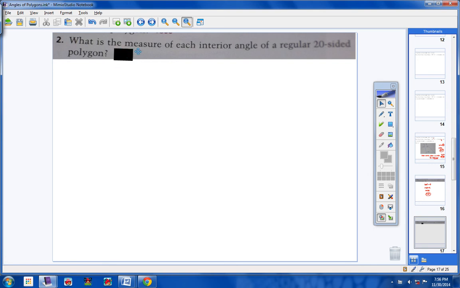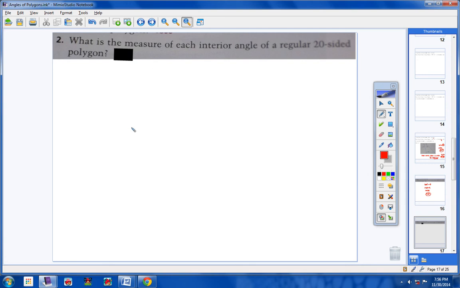What is the measure of each interior angle? This is going to be much harder. I'm not asking you to find the sum of all the interior angles. I'm asking you to find one of the angles of a 20-sided polygon. Now I'm going to pause. I'm going to wait till you copy this down. And I'm going to show you something you need to see, okay? So copy this down, please. I'll give you a couple more seconds and we're going to move on.